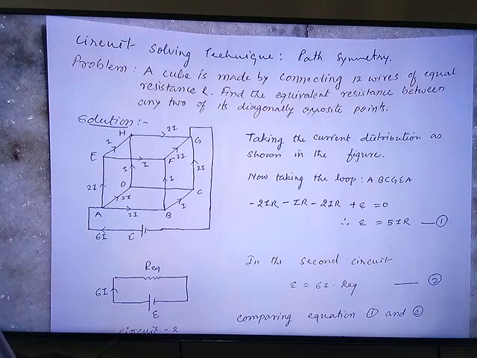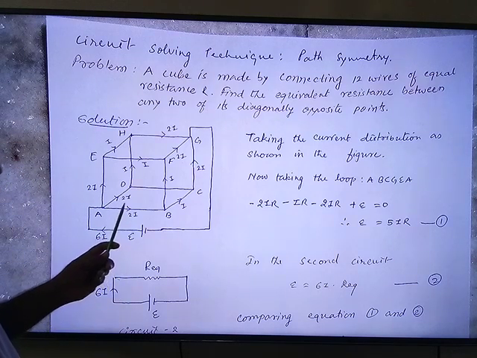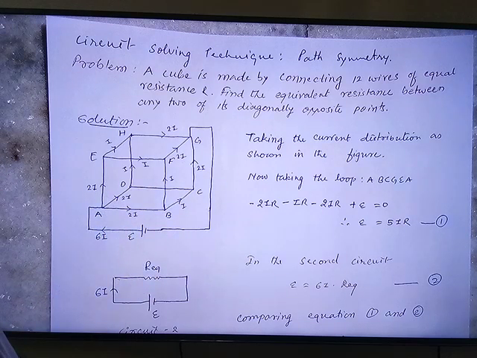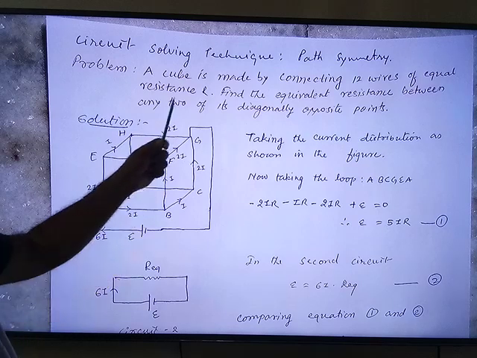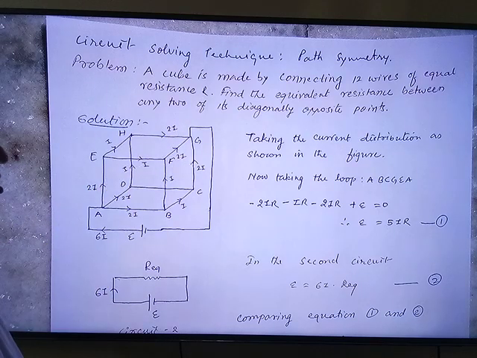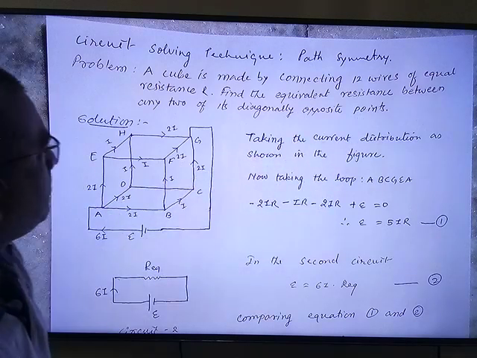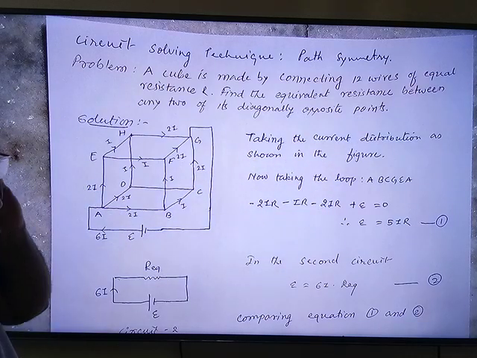a problem. A cube is made by connecting 12 wires. You can see that there are 12 equal length wires, each having resistance capital R. They ask you to find the equivalent resistance between any two of its diagonally opposite points.